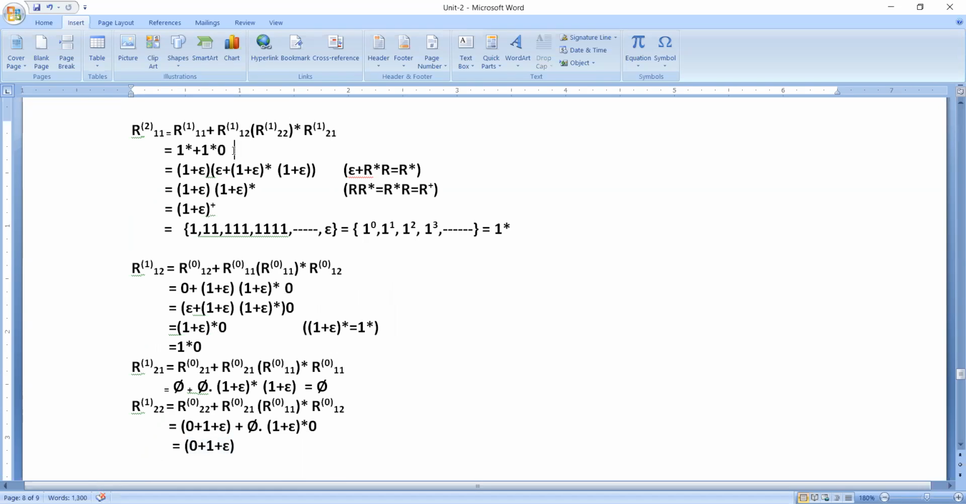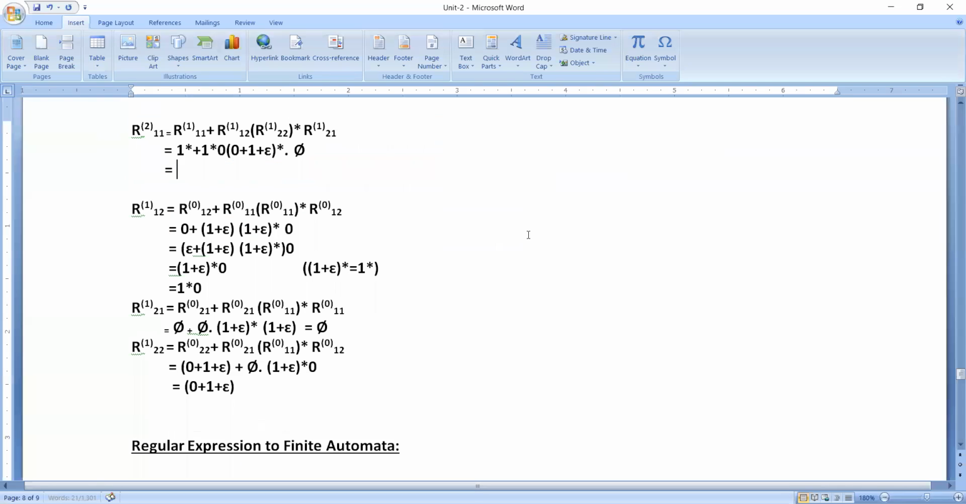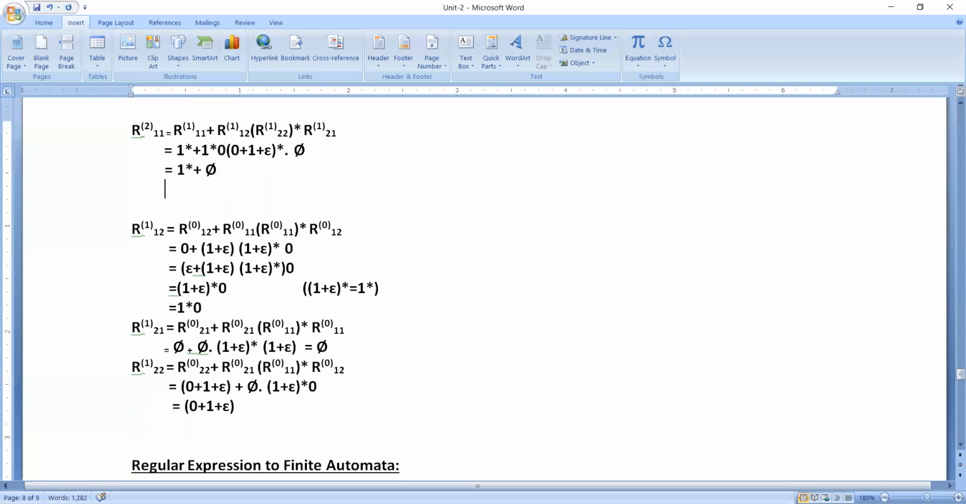So I am going to write 0 plus 1 plus epsilon whole star into R power 1 of 21. So what is this R power 1 of 21? It is 5. So multiplied with 5. When you do the multiplication of all these things, what is the result you will get? This entire part will result in 5. So that is the reason why I am going to write 1 star plus 5. The result will be 1 star. So finally R power 2 of 11 will be 1 star.